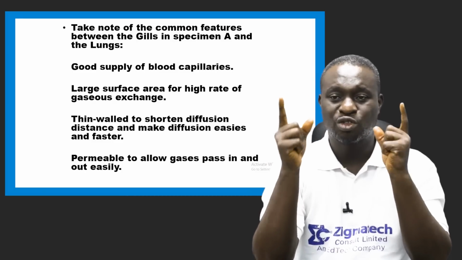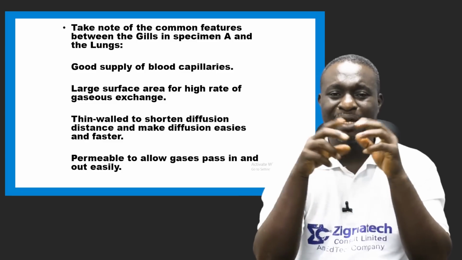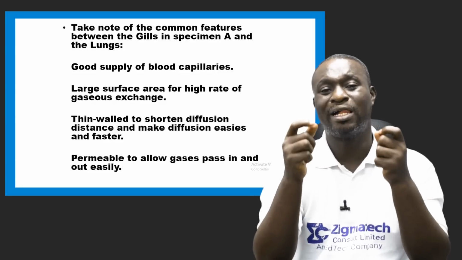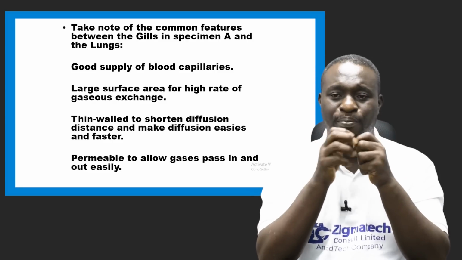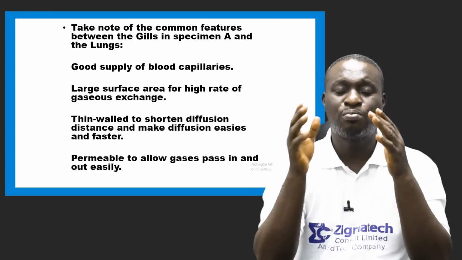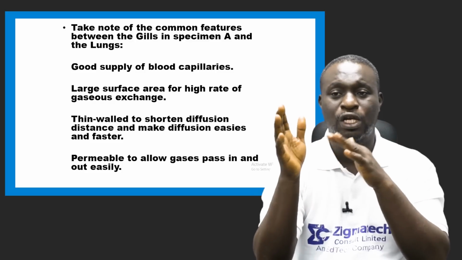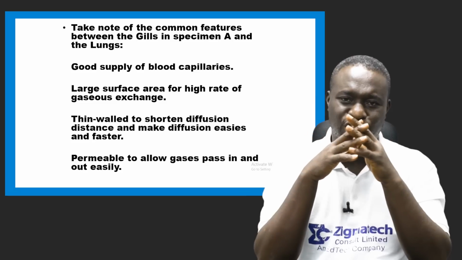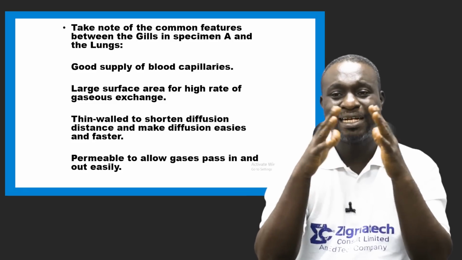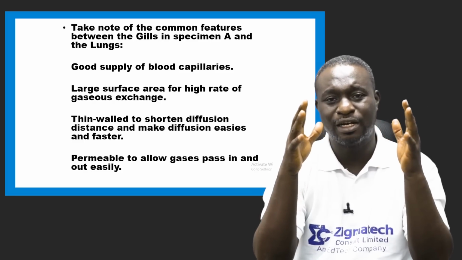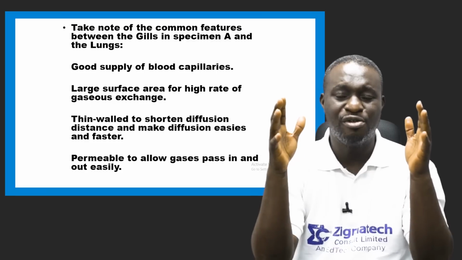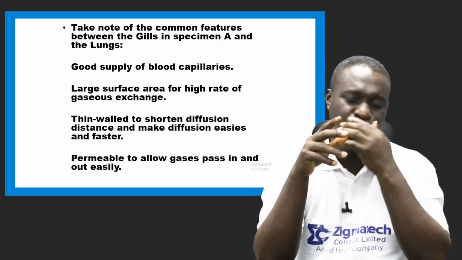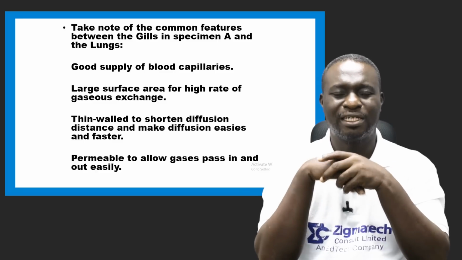There are similarities. One similarity is they both have good supply of blood capillaries. That means they are well vascularized. Also, both the gills of the fish and the lungs have large surface area for high rate of gaseous exchange. Like in the lungs, we have large surface area for high rate of gaseous exchange. The same thing also happens in the gills of the fish.